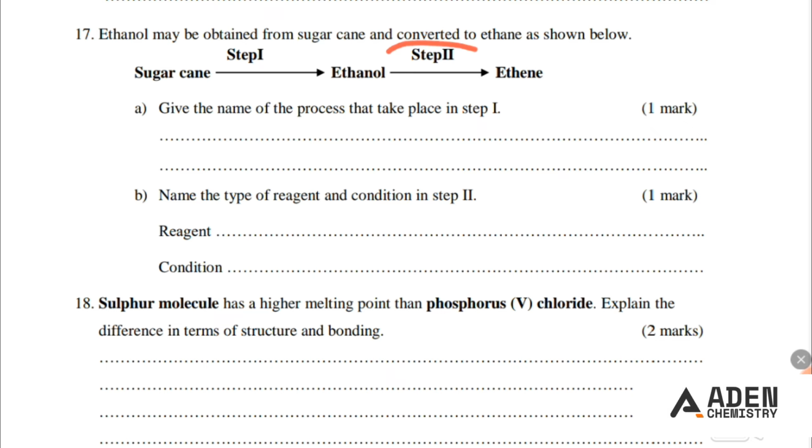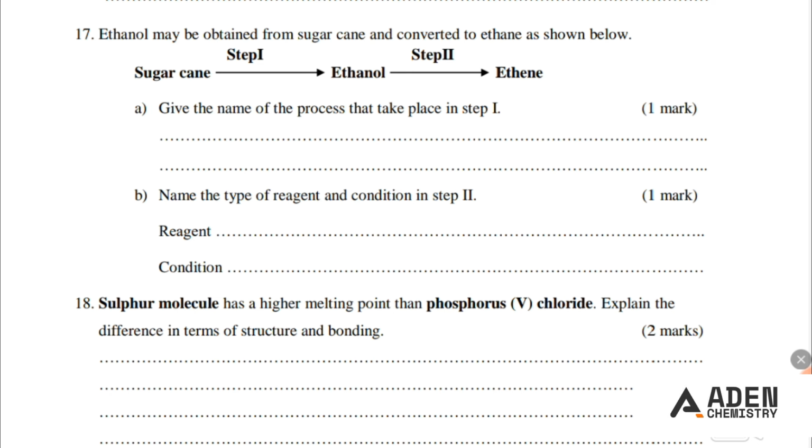Okay, part B, we are told name the type of reagent and condition in step 2. So step 2 is here. We are having ethanol being converted to ethene. So we can check here by just knowing the chemical properties of ethanol. One of them was dehydration of ethanol, because ethanol acts as a dehydrating agent. So to produce ethene, we require a dehydrating agent like concentrated sulfuric acid. So our reagent here is concentrated sulfuric acid. We can also use aluminum oxide.